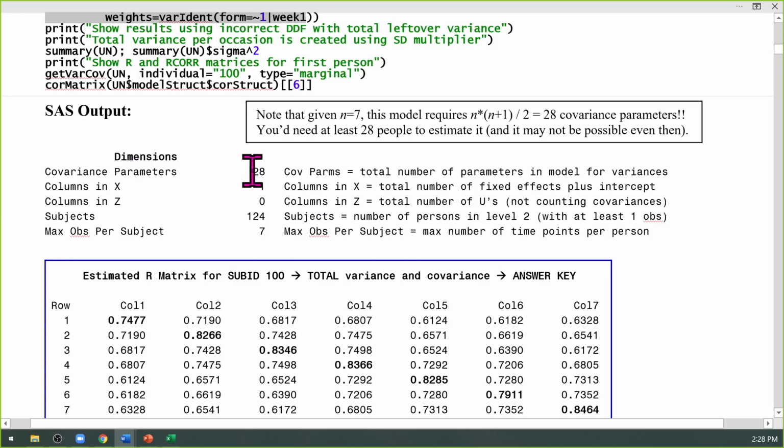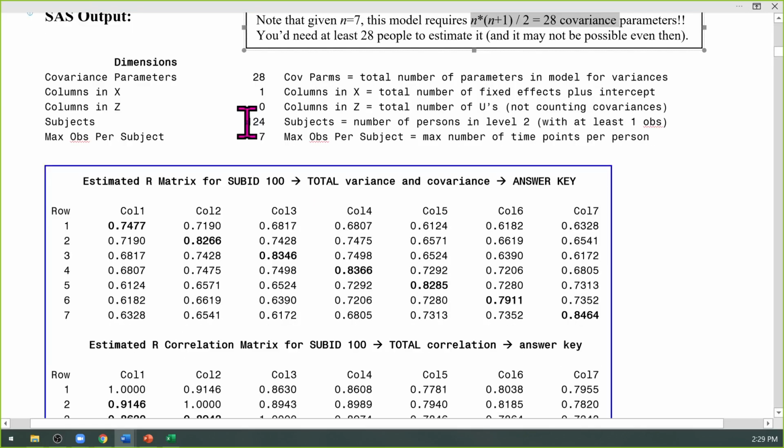So SAS output I have truncated somewhat because it's voluminous, but this model, unstructured, has 28 parameters in the model for the variance. That is because I have 7 occasions, so it's n times n plus 1, divided by 2. That gives me the 28. So here's the little formula up here that gives you that. So 28 is a lot. What I'm looking for is to see, okay, if I just let everything be what it wants, what does the pattern look like? And can I approximate that with something that's simpler?